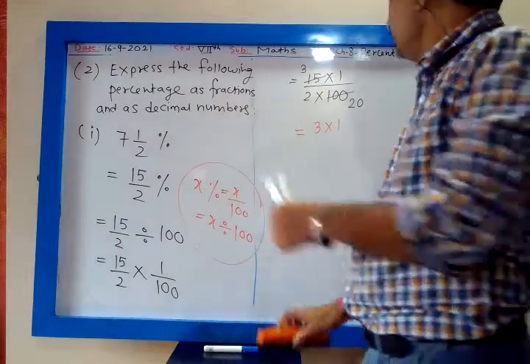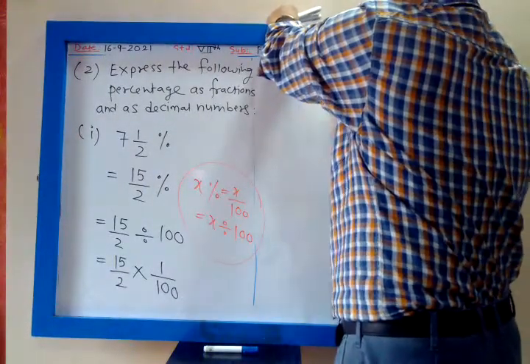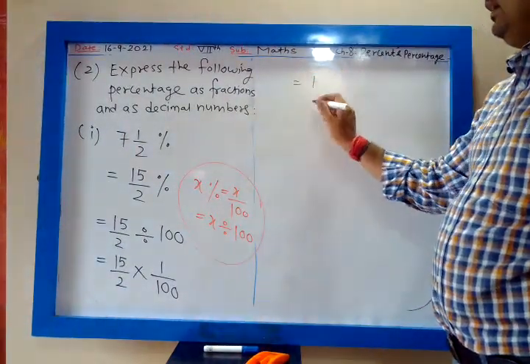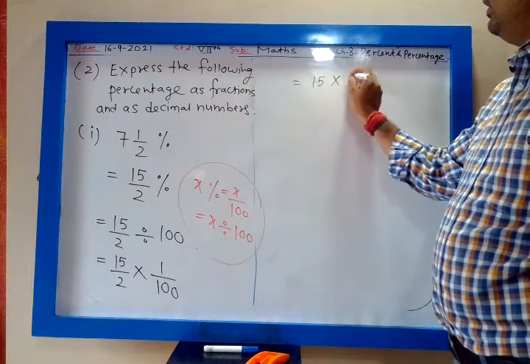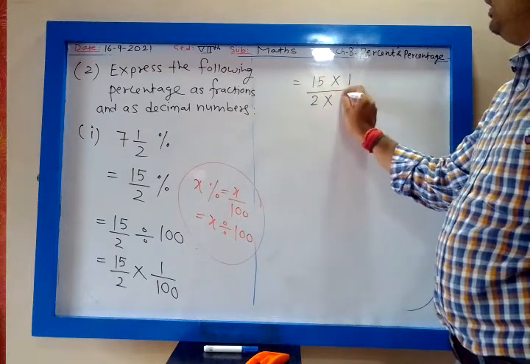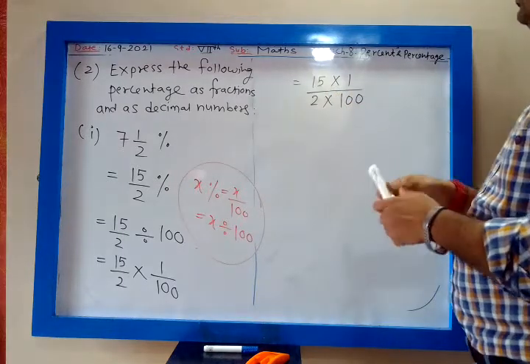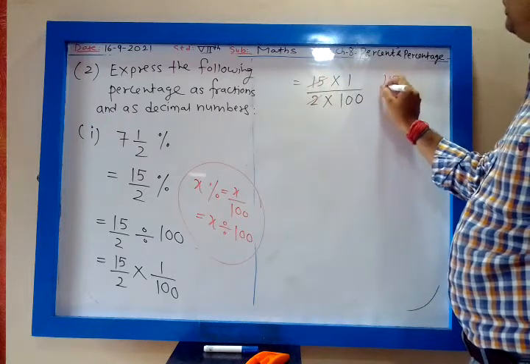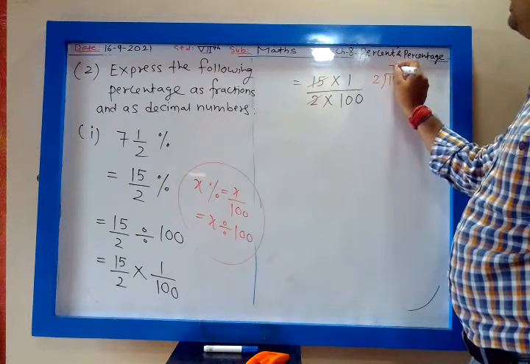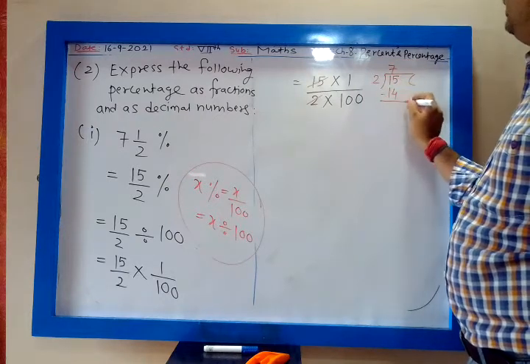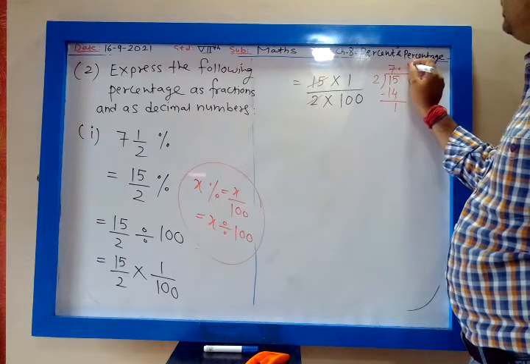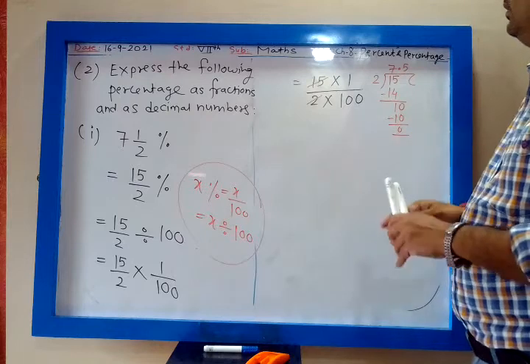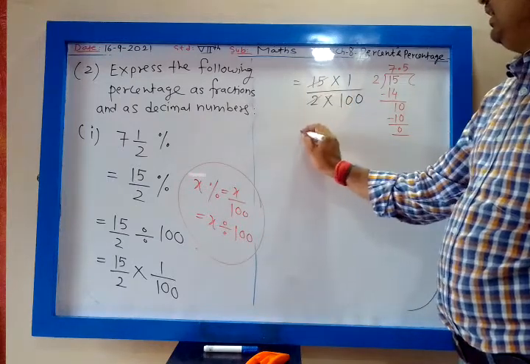Let me explain this part. This already you have learned. So this is 15 into 1 upon 2 into 100. Now let us not cancel the 100. Let us cancel 2 and 15. So 15 divided by 2. We have seen the division. 2 7s are 14. Then it is 1 point. 2 5s are 10. So this is 7.5. Yes or no? Yes. This is 7.5.